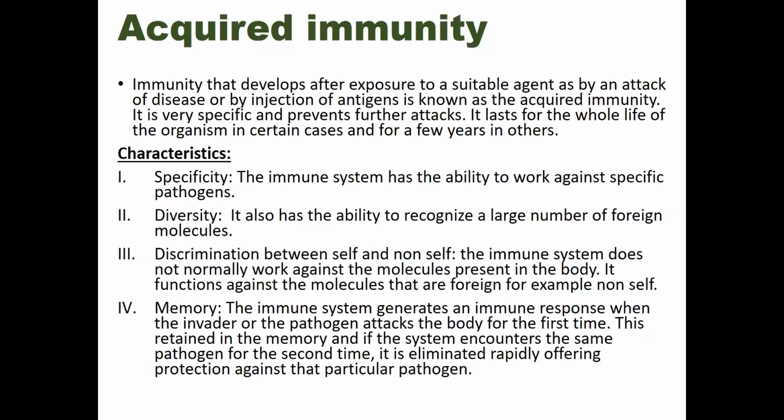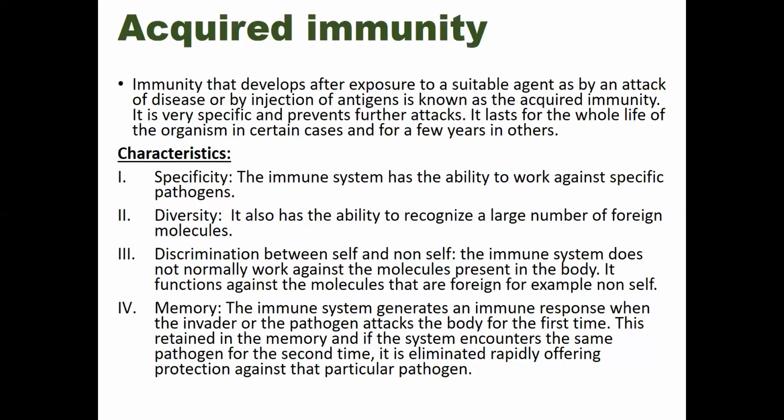And the third characteristic is the discrimination between self and non-self. This is very, very important. The immune system does not normally work against the molecules present in the body. It functions against the molecules that are foreign, for example, non-self, any kind of foreign invaders. So at the very beginning, our immunity has to recognize which one is mine and which one is foreign. This capability is a characteristic of the acquired immunity.